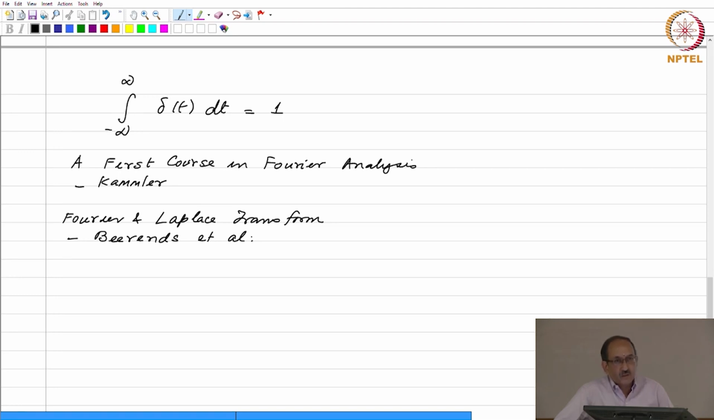So it's not a function, even though we call it a function, it is not a function. As long as you're aware of that and that things that are happening with delta are more than meets the eye, then you're fine.